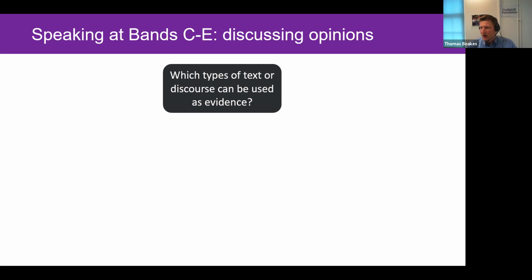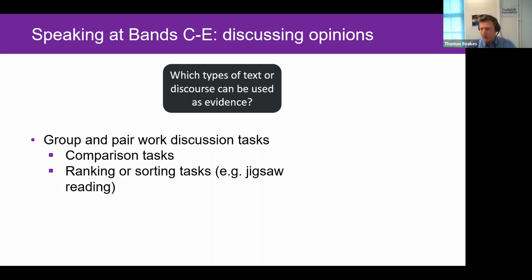I'm going to just give you a few examples. These aren't exhaustive examples. These are just some examples that occurred to me. So obviously, most broadly, we're looking at group and pair work discussion tasks, I think, for when it comes to discussing opinions specifically, rather than individual presentations, because the key thing is discussing, which involves a dialogue. So more than one person is involved. So group, pair, and discussion tasks. Of course, there's loads of different kinds of these tasks. So let's look at some examples.